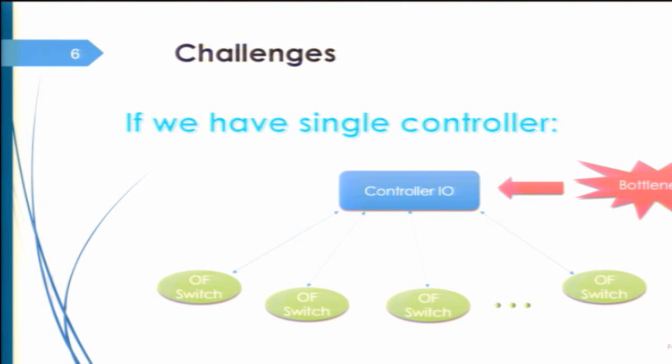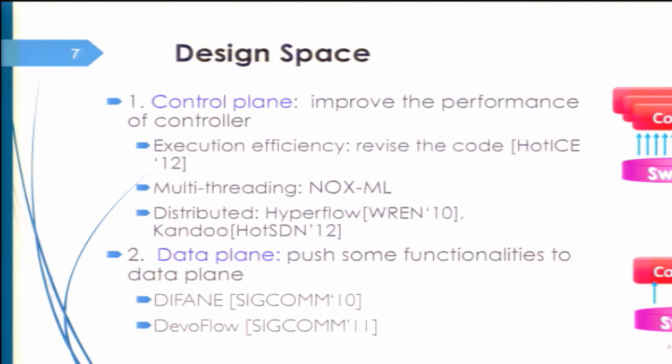Since it's a challenge to build a scalable controller, if we use a single controller in the network, the I/O and the computing power will be a bottleneck of the whole network. That's a problem of the single controller design. How to solve the problem?